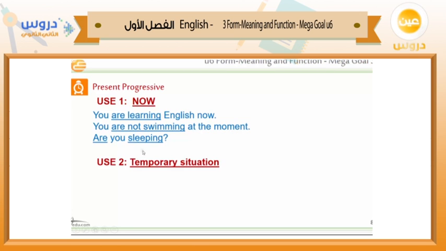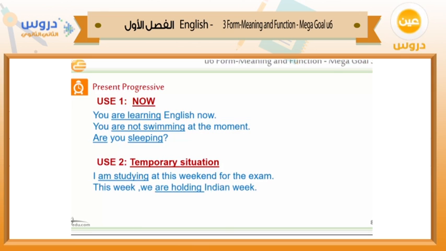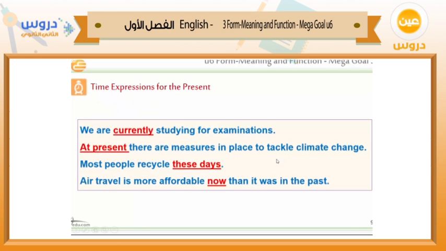Also, we can use present progressive for temporary situations, like I am studying this weekend for the exam. This week we are holding Indian Week. These are temporary situations.